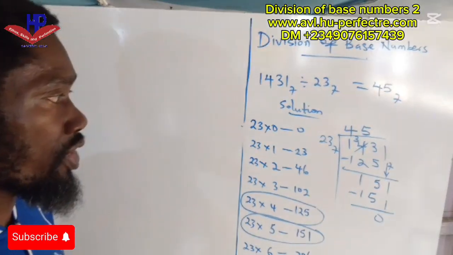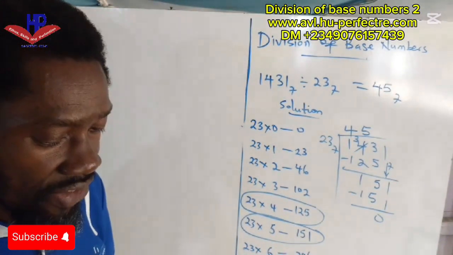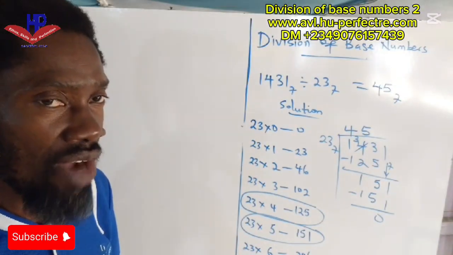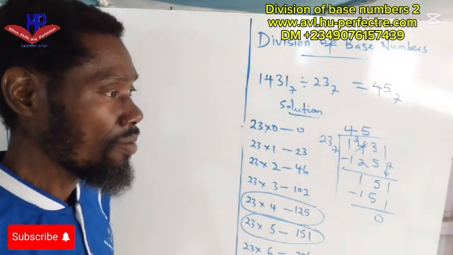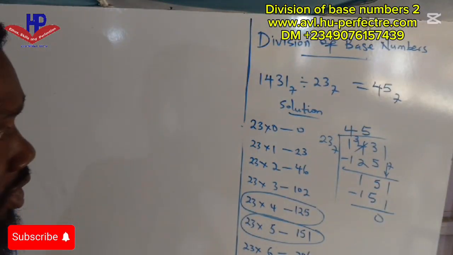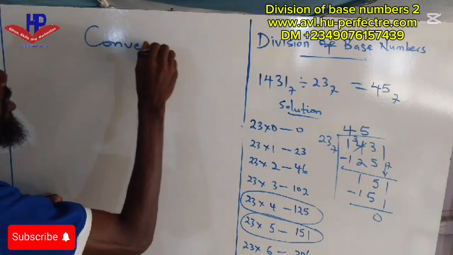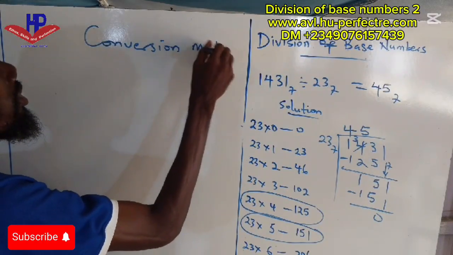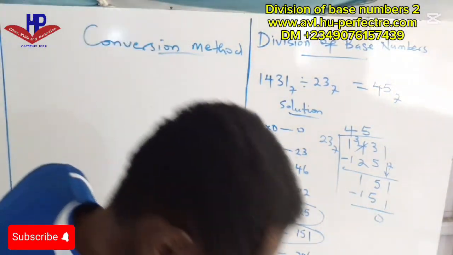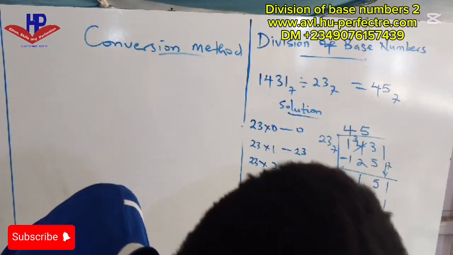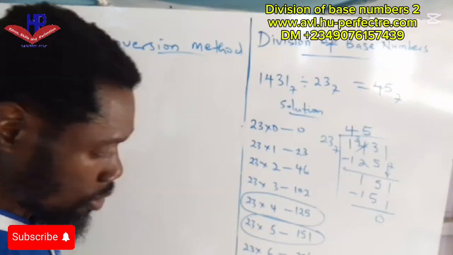Now, this is how you solve using the long division method, and I want to believe it's simple. The next method we'll be dealing with right away is the conversion method. It's simple to deal with, but just pay proper attention. This method involves converting the numbers to base 10, then dividing. Once you're done converting and dividing, you change your answer back to base 7.